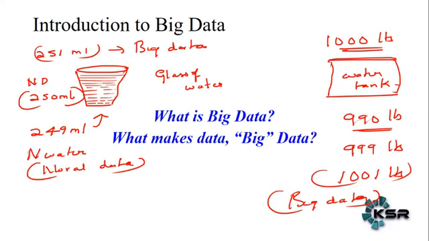Today in your KSR, if you have around 10,000 seats available, if 10,000 seats are full, it's normal data. If 10,020 people are coming, it's big data. That's the way you define it. It's not about 1 GB, 2 GB or 20 GB. The size never comes here. It's all about managing it, right?